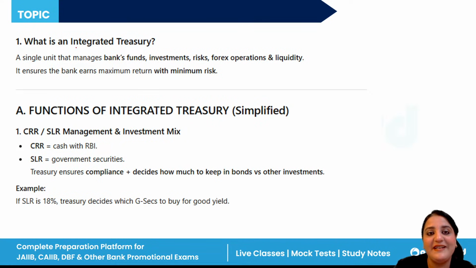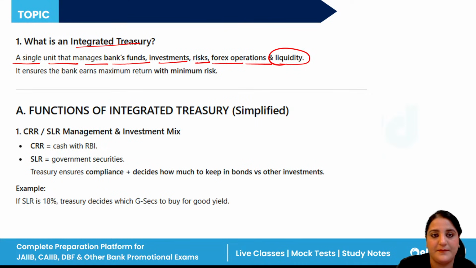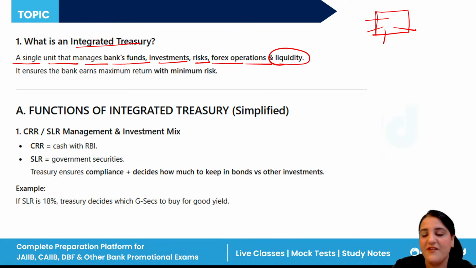So what is the meaning of integrated treasury? It is a single unit that manages bank funds, investments, risk, forex operations and liquidity. When there is a single unit that manages everything related to bank funds, investments, risk, forex operations and liquidity, that is called integrated treasury. It ensures that banks earn a lot of profit with minimum risk. So everything managed by a single unit is called integrated treasury.